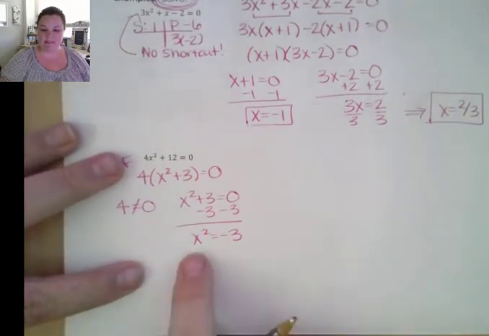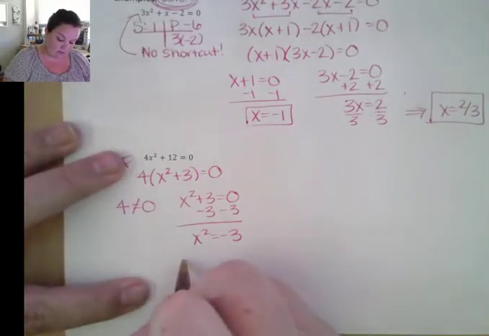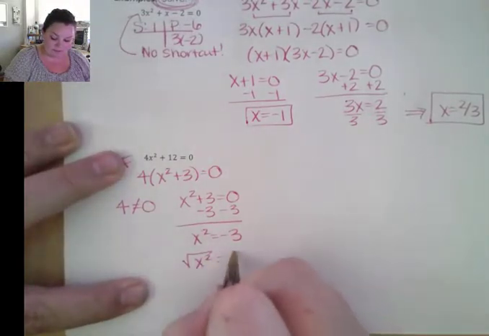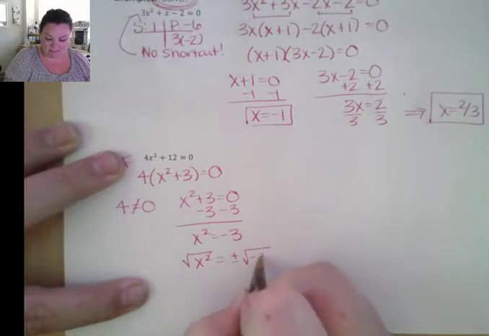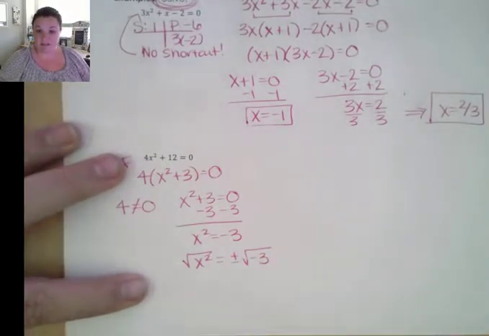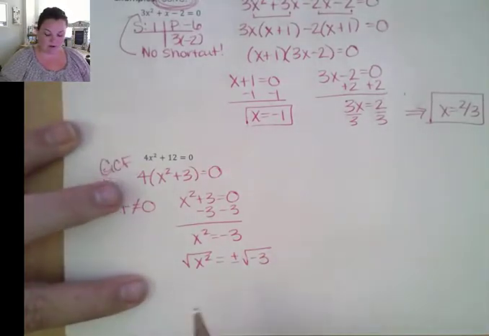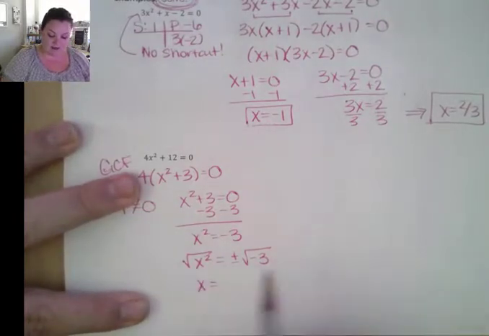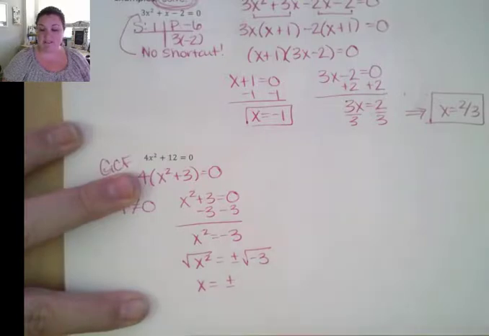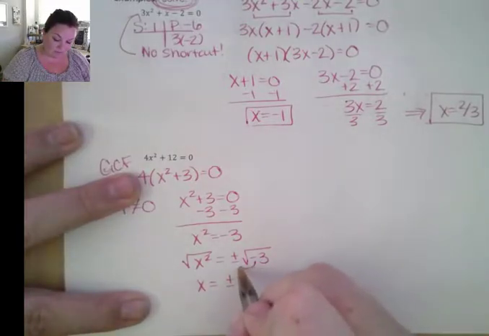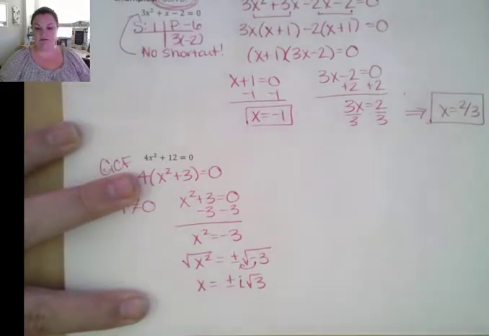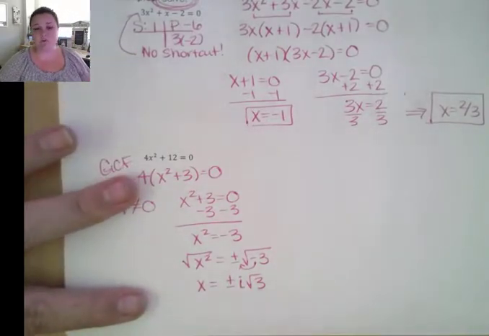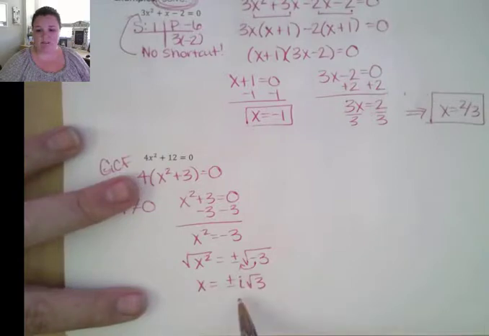And now that I'm at this step, I can get rid of that square by square rooting. But if I do that, I have to remember plus or minus and the square root on the other side, okay? So my square and my square root cancel. And on this side, I have plus or minus. Notice I have a negative. Anytime I have a negative, remember we have to bring that out as an i. So I have an i square root of 3. Okay? And then the square root of 3 doesn't simplify anymore, so we would stop here.